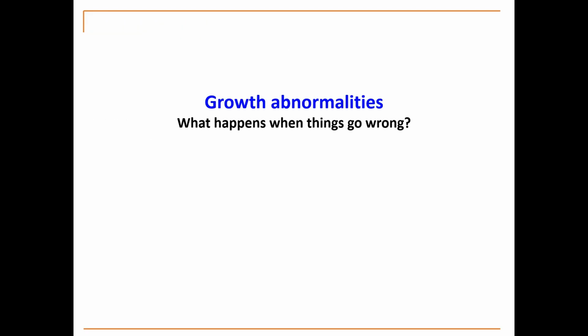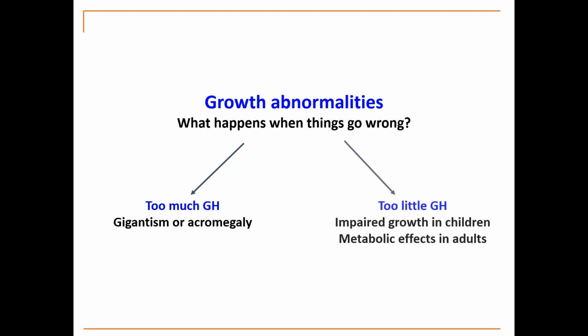So we're going to have a little bit of think about growth abnormalities now. What happens when things go wrong? So we're moving from normal physiology into pathophysiology. And your growth hormone disorders can be divided into either an excess or a deficiency. So if you've got too much growth hormone, you're thinking about the conditions gigantism or acromegaly. If you're thinking about too little growth hormone, it'll be impaired growth in children, and it's mainly metabolic effects in adults. So when you're looking at this, the key thing is the timing of the excess or deficient growth hormone.